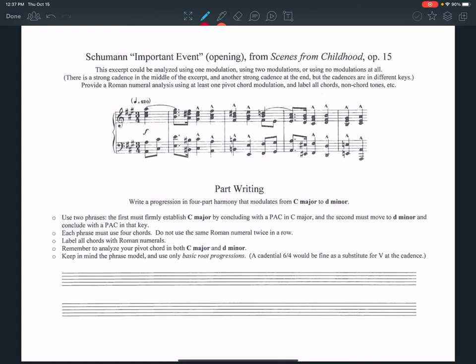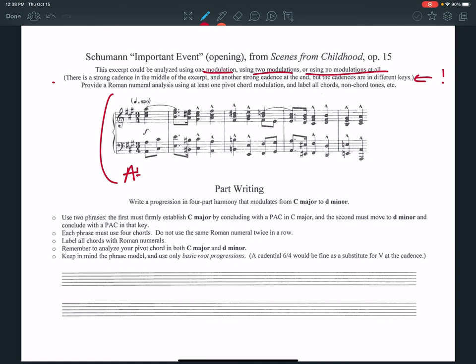Page 2, important event. Again, really, really straightforward Schumann short little thing, but a lot of grammaticism. You're in the key of A. But does it stay in the key of A is the question, right? So this can be analyzed using 1 modulation, 2 modulations, or no modulations. And then there's a strong cadence in the middle of the excerpt and another strong cadence at the end, but the cadences are in different keys.